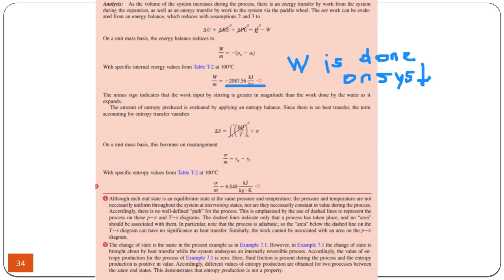On the other hand, you can write the change of the entropy as the integral of dQ over T from 1 to 2 plus sigma, but because dQ is 0, the process is adiabatic, the first term becomes 0, meaning that the entropy production is equal to the entropy change, and you can calculate it by the entropy values from the table. So the entropy change in this case is because of the entropy production here.